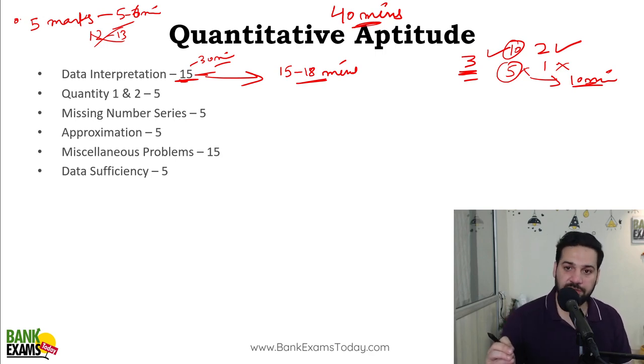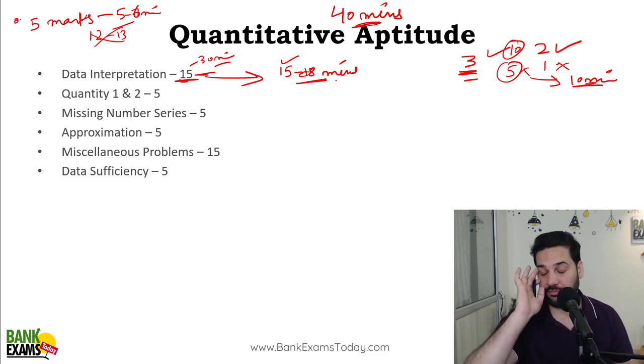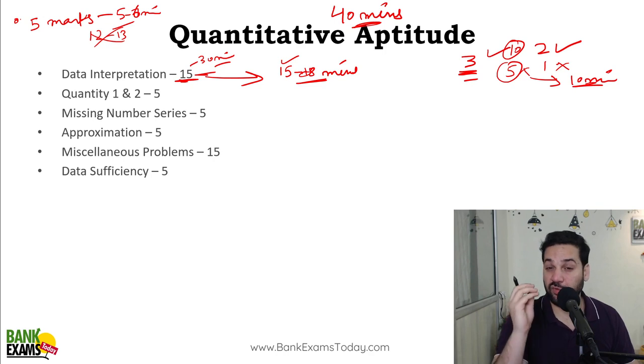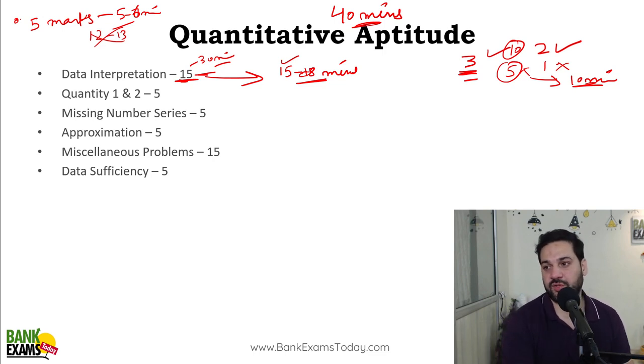Most common mistake, okay. So spend your 15 minutes. If you attempt two sets, it's totally fine. Move forward. Okay, that's a major mistake. Most common mistake, students, they spend 25-30 minutes here and they are unable to score good marks. Okay, spend 15 minutes and move ahead. Most of the time there are two sets in the beginning and one set at the end of the section.